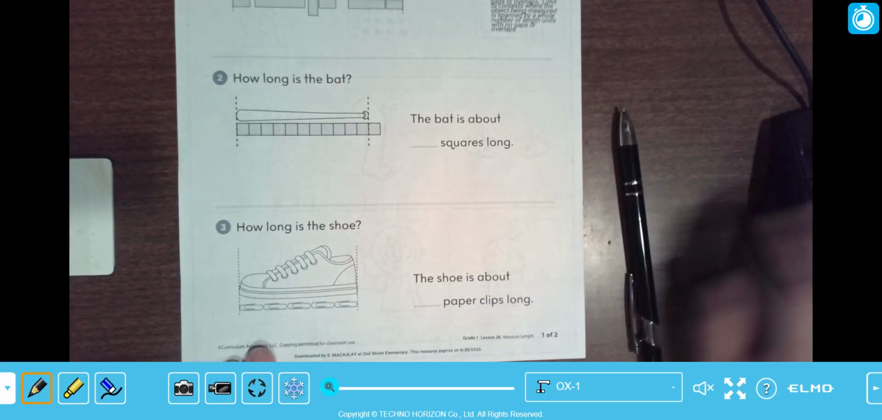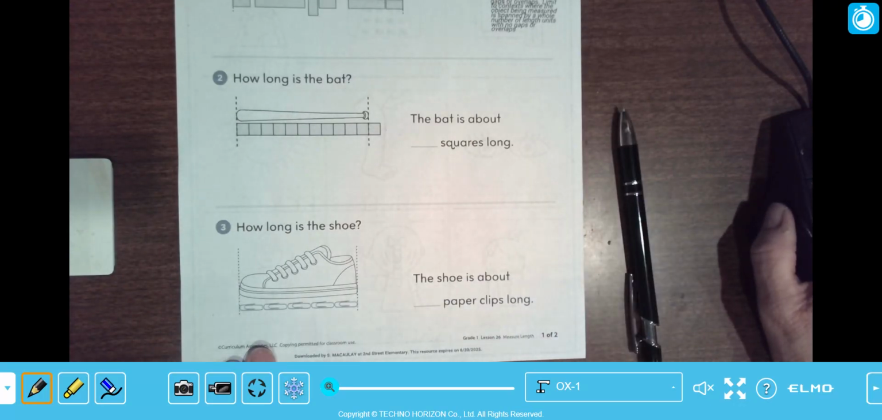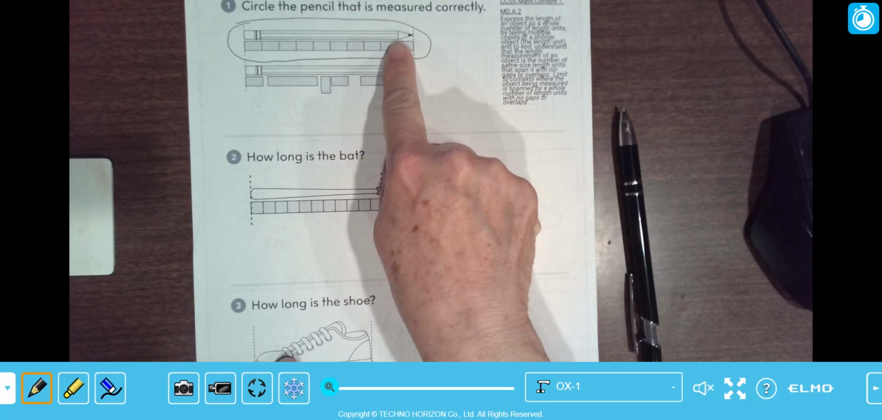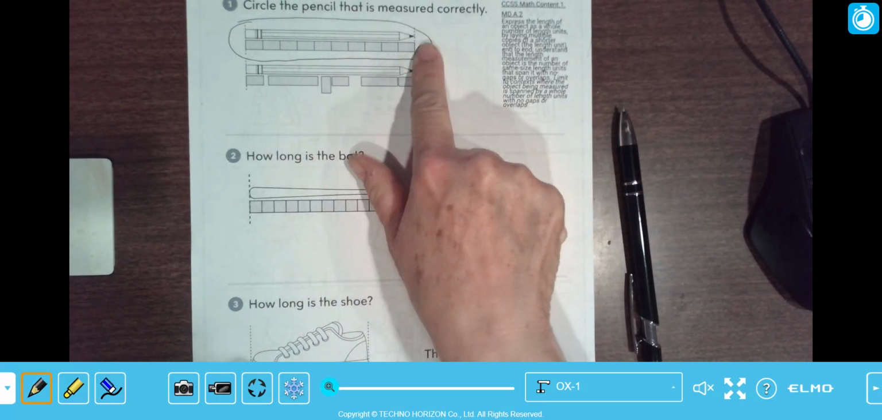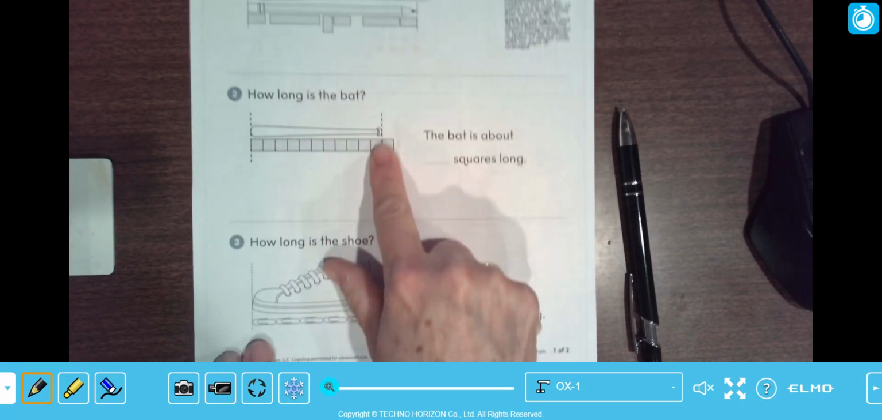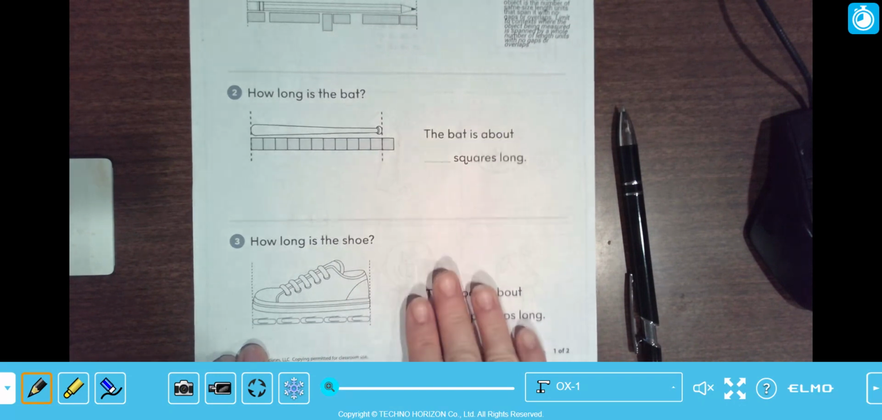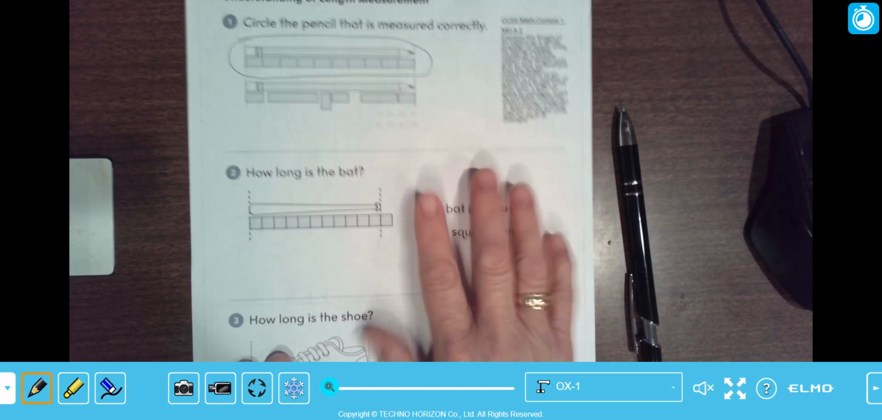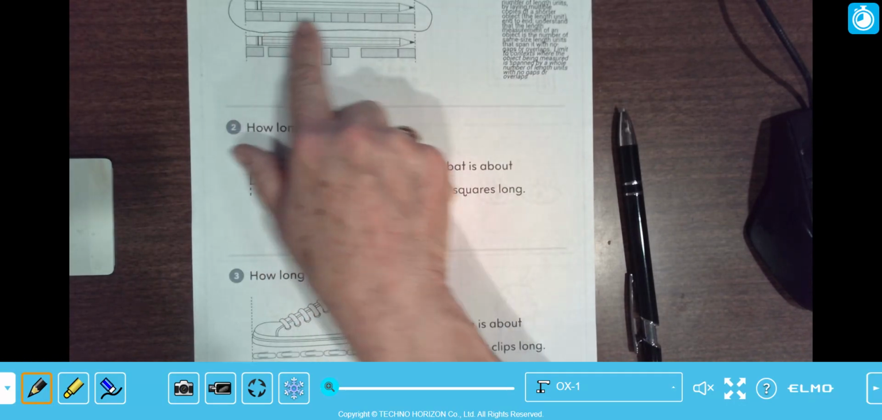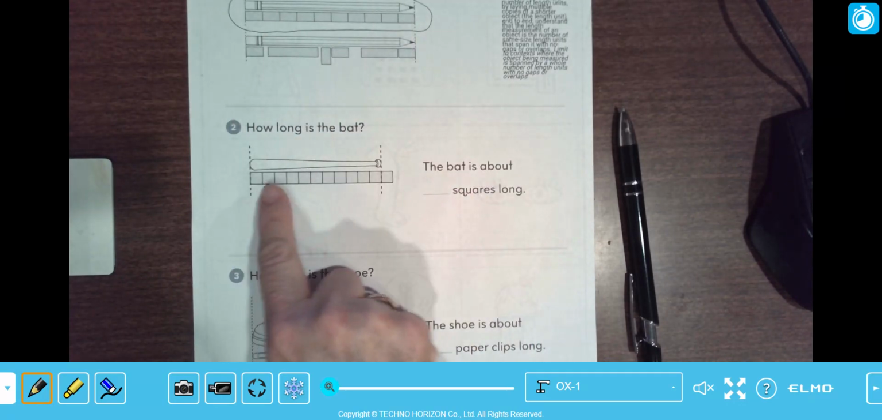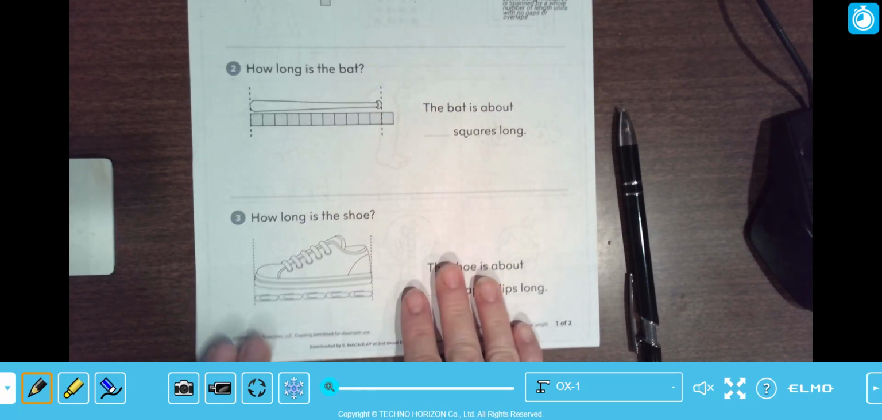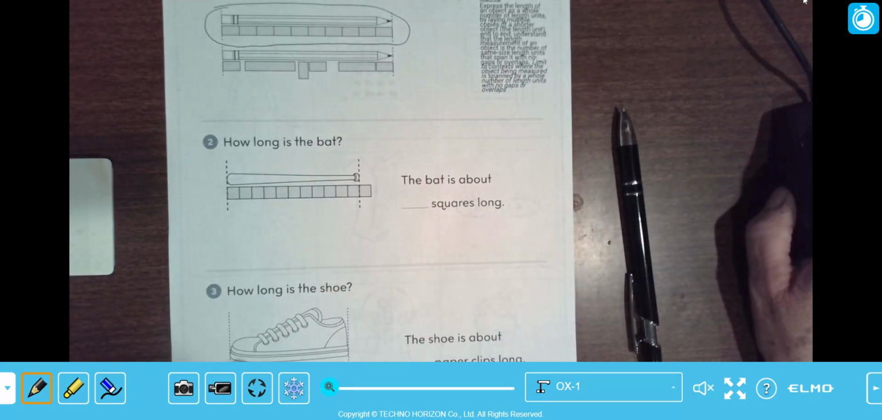Okay? So what were we learning today? Yeah, we're learning to measure length. Length means how long it is. We're learning to measure length of an object, of a thing, but not using a ruler, right? Using other objects. Like in this case, little blocks. In this case, little squares. In this case, paper clips, but not a ruler. Okay, good job.